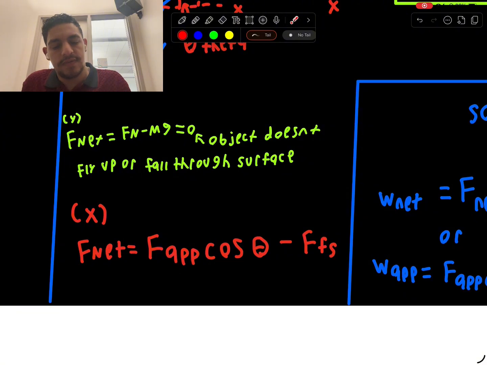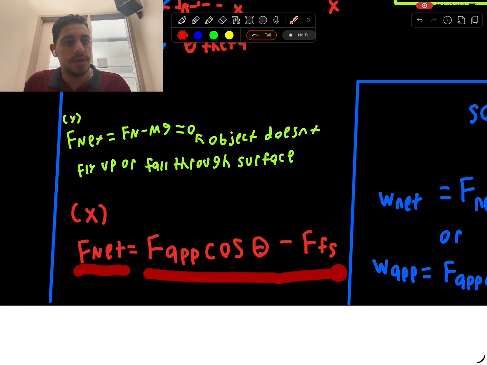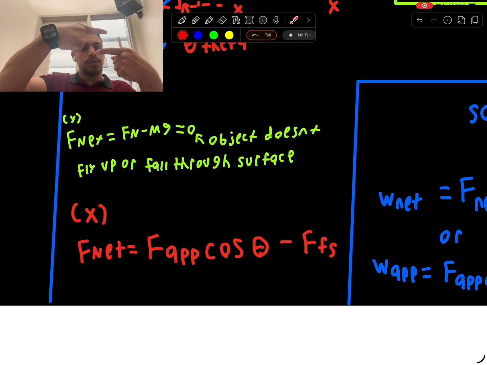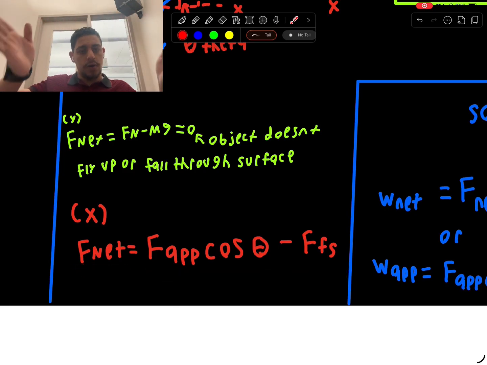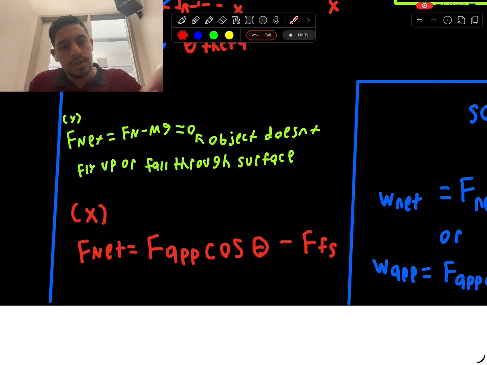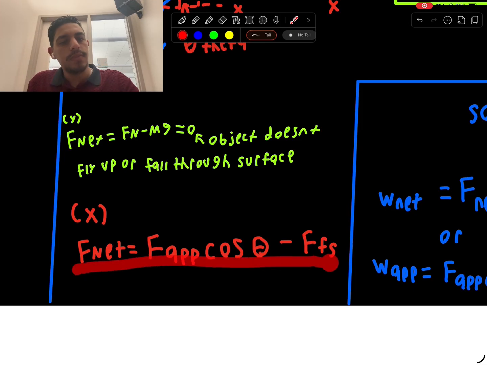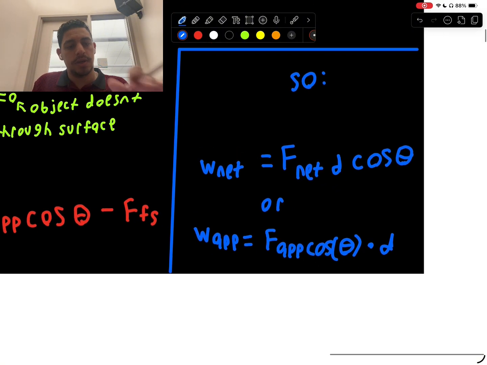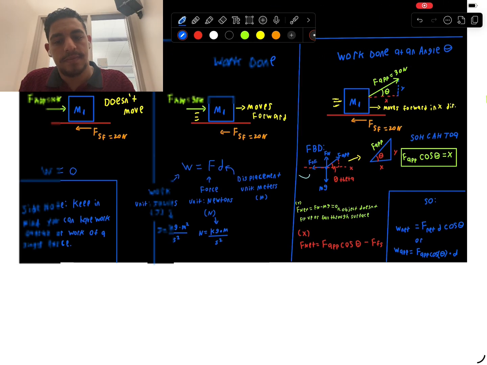So we see that F net is equal to F applied cosine theta minus the force of friction, because remember, the motion is positive this way and it's negative this way. So we have to figure out the overall forces in the x direction. So what we get is this function right here. And if we go from there, we need to figure out how the net force relates to the work being done. So let's go back.